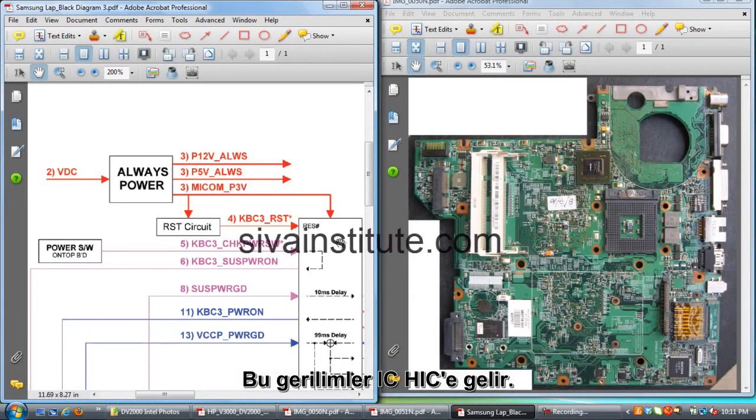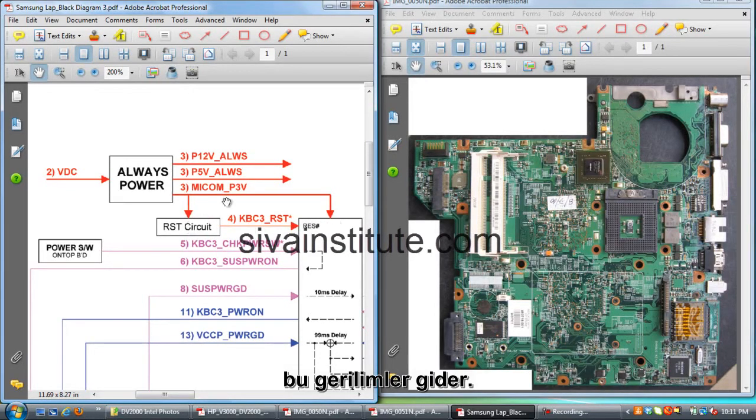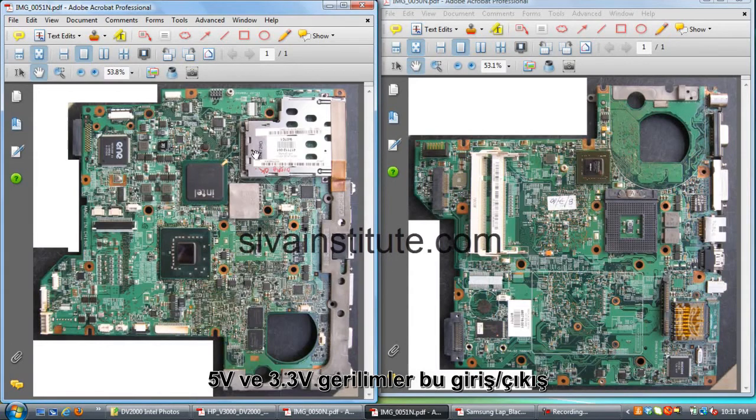This 3.3 volts goes to the ICH, IO controller IC. This voltage goes to the IO controller and reset circuit and BIOS chip. So this regulator IC, 5 volts and 3.3 volts, that 3.3 volts goes to this IO controller IC and BIOS chip. This is the BIOS chip. This 3.3 volts goes to this IC and this IC.